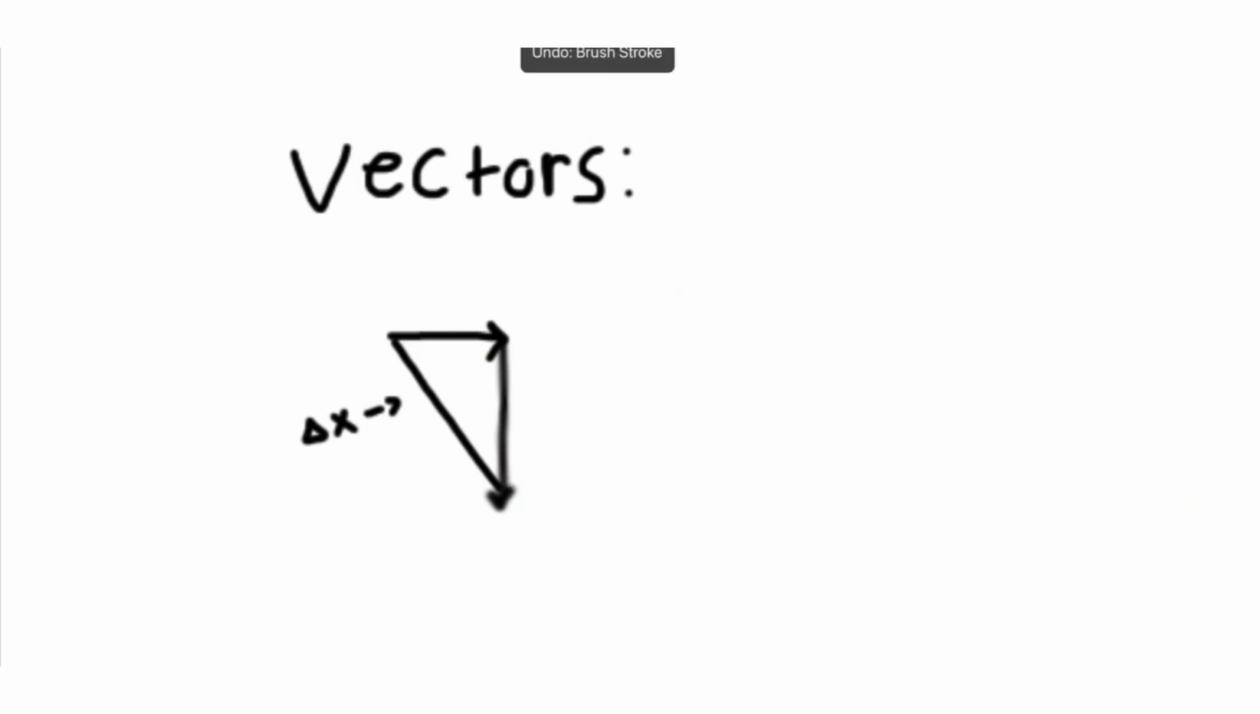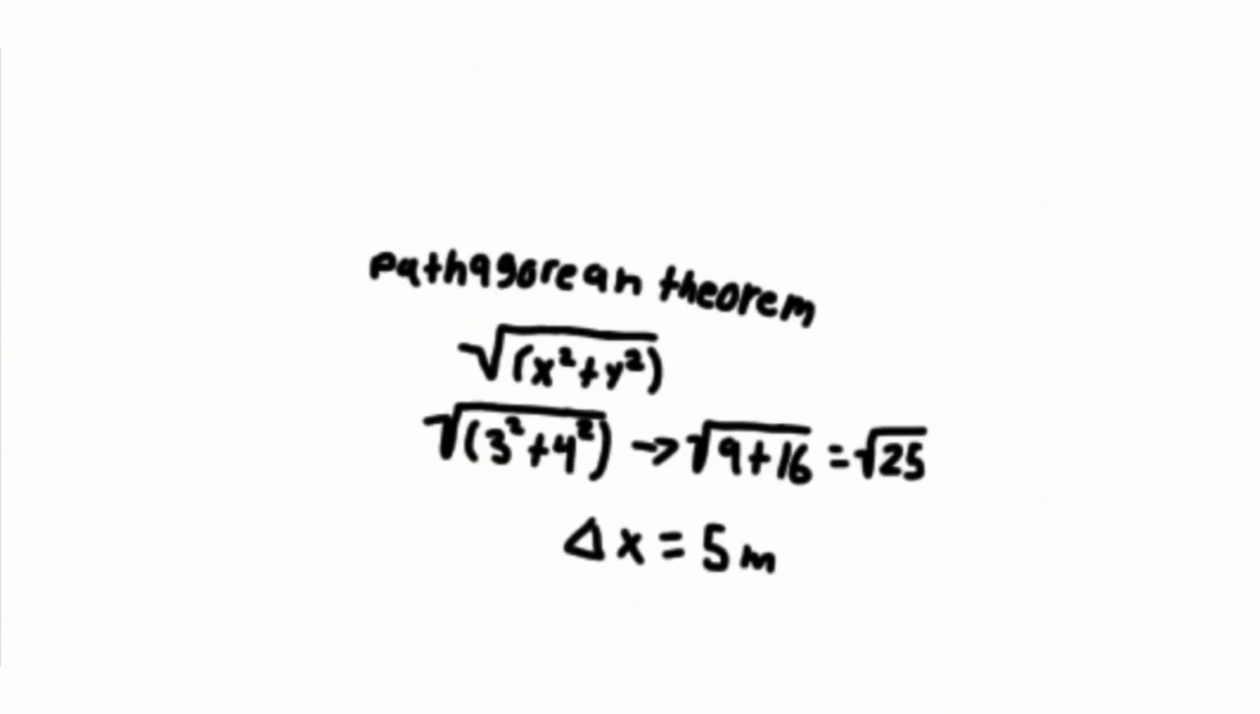Now to find the actual values, we could just go ahead and use the Pythagorean theorem. So we're going to plug in 3 and 4, and that will give us 9 plus 16, and then we're just going to take the square root of 25, which is 5. So our displacement for that right triangle we had is going to be 5 meters.